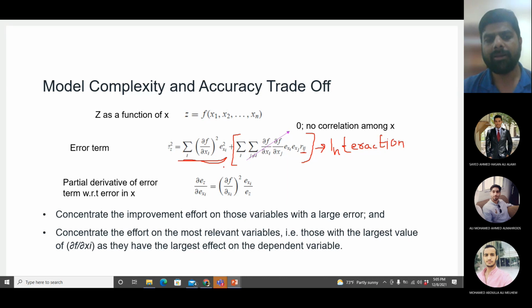So the error for any equation can be calculated in this manner. This is a squared error. Okay, this is a squared error. That's why you see the square here and the square here as well. So how much error in Z can you have from this equation? This much.